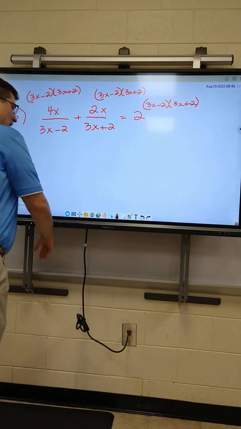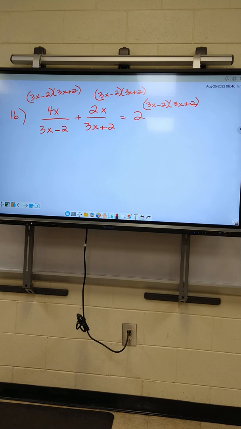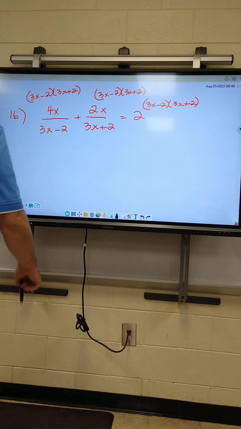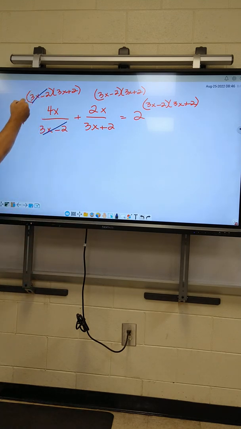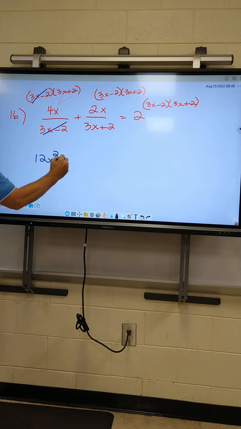All right, I'm glad we're doing this one. This one gives them the most trouble. All right, see if y'all can do the first couple parts of it. I can mark out 3x minus 2. Whatever's left over, I got to distribute together. So 4x times 3x is 12x squared. 4x times 2 is 8x.